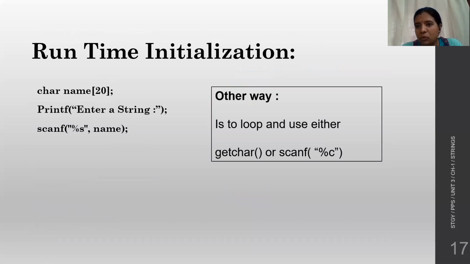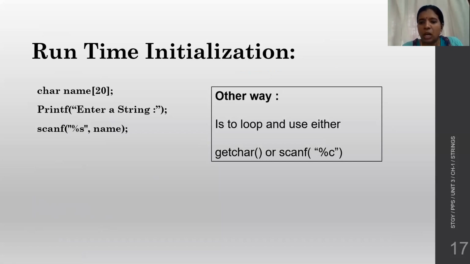Let's proceed to see runtime initialization. We all know assigning values during runtime or program run is called runtime initialization. There are multiple ways of doing it. One simple example is you have char name of 20, enter a string, you give your name here, scanf percent s, this is how you initialize your string. Or otherwise you can loop and use getchar or scanf percent c. Scanf percent s, gets and getchar, all these are the possible ways. Example, you can write for i equal to 1, i less than or equal to 10, i plus plus, str of i is equal to null. These are all the possible initializations we can do.